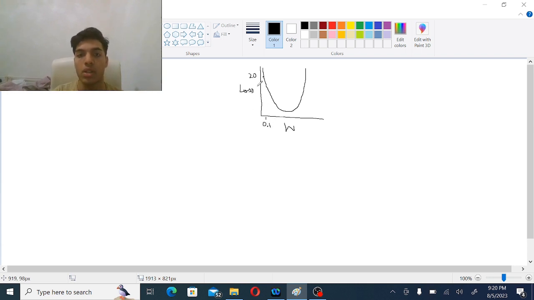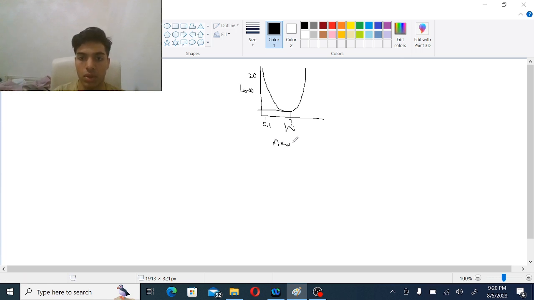Now, what we need is to go down. We need our loss to be lesser. We need our loss to be 0 or close to 0. And we need to find the value of our parameter w for which we're going to have a minimum loss. So this is our goal. And how does gradient descent achieve this? This is done with the help of this formula. Let me just write it down.